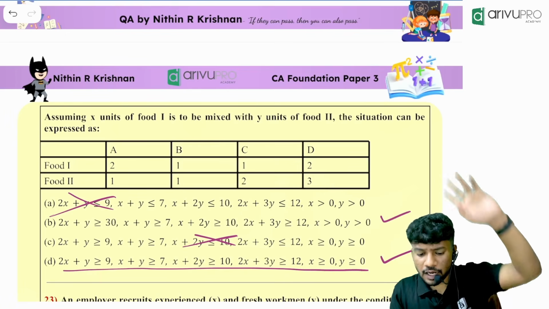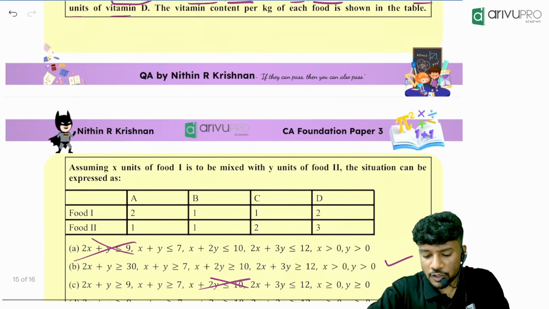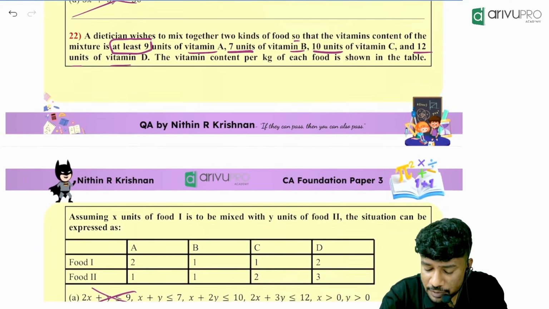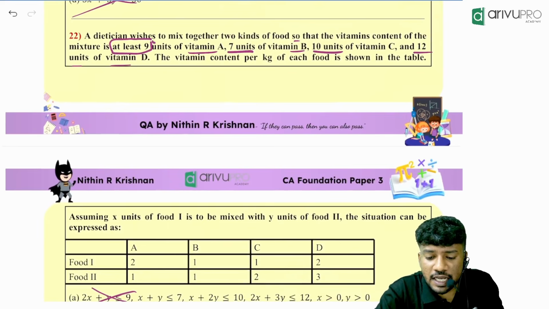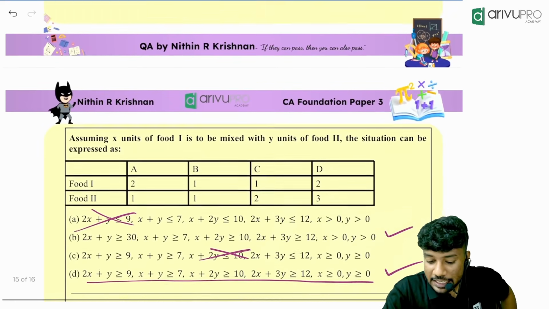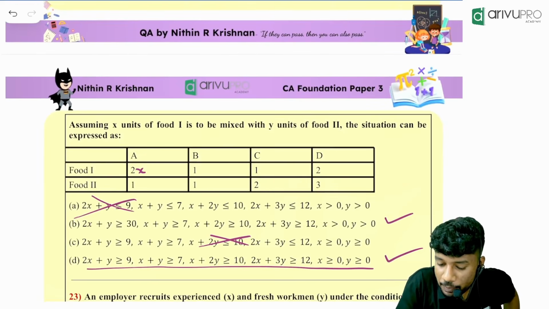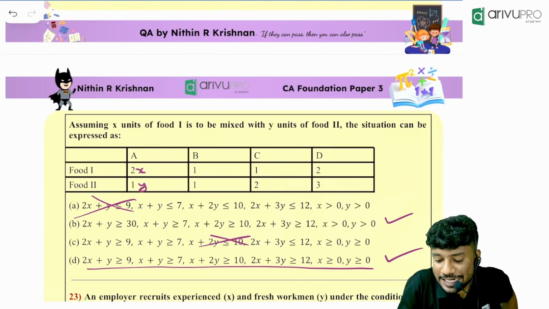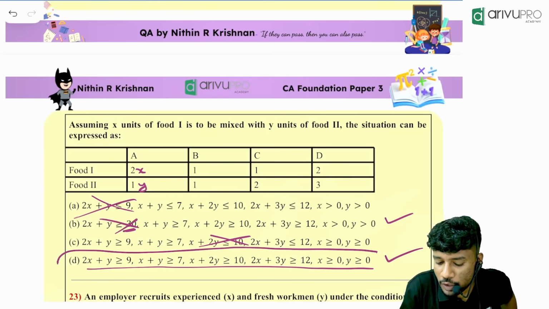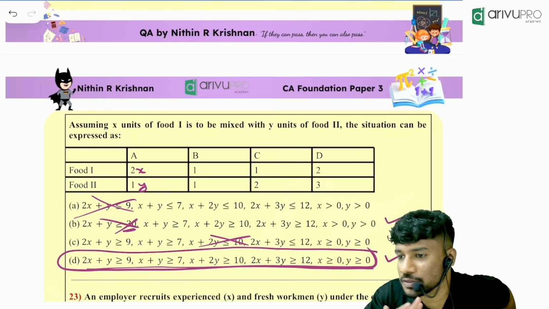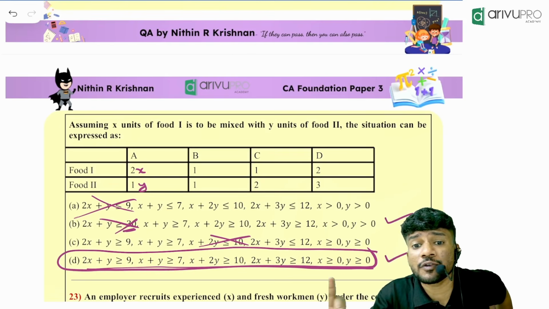2x plus y. Oh, we will check one by one. So first condition, people, at least first vitamin is what? First vitamin is at least 9 units. 9 units means what, people? That means 2x plus y should be greater than or equal to how much? 9. That means option B is also wrong. Which is the only possible answer? Option D is the only possible answer. That's how you will solve it.